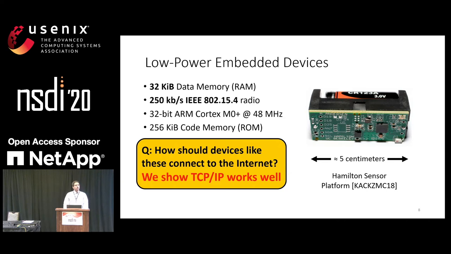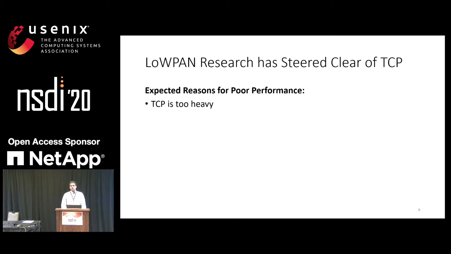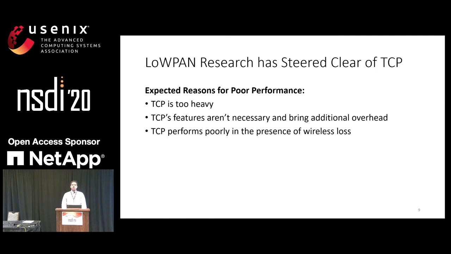Now, as I mentioned, the adoption of IP in this space did not come along with the adoption of TCP, and that was no accident. Research deliberately steered clear of TCP due to a variety of concerns that made researchers expect it to perform poorly. Some of these concerns are that TCP might be too heavy for these low-power devices, that TCP's features, in particular its connection-oriented abstraction, aren't really necessary and just bring additional overhead. And finally, the classic problem of wireless TCP, that it interprets wireless losses as congestion and therefore might perform poorly.